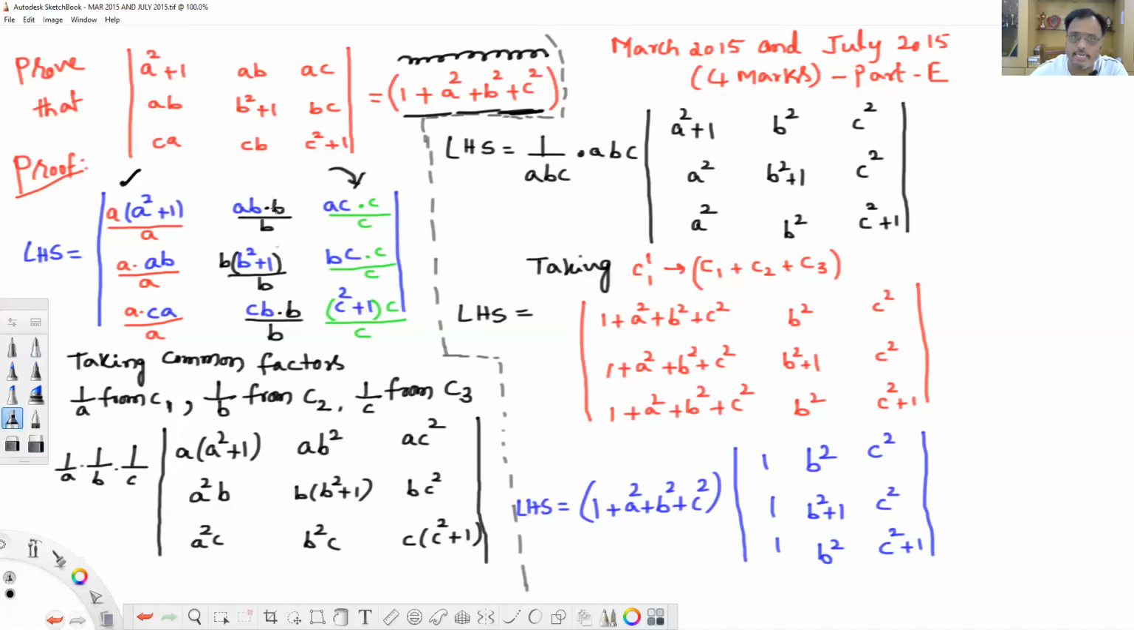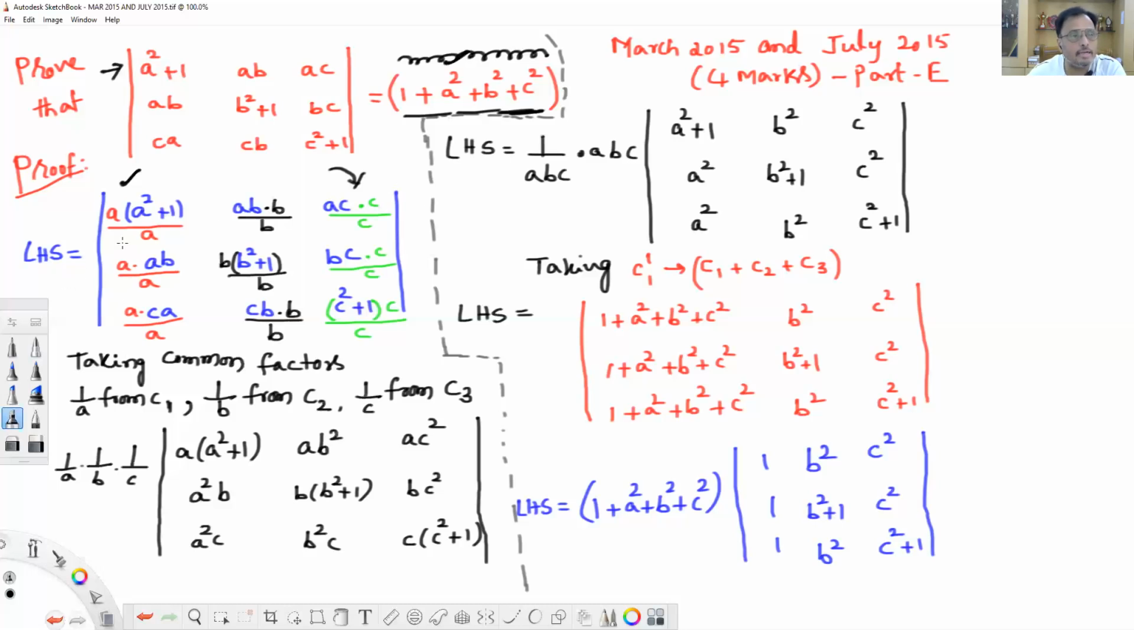Then, what for am I doing this? See here, in the first row, A square is there. That means in the answer, A square is there. But B square is not at all there. That is the reason in the second column, this element I have multiplied by B. That means B into B square, there is a chance. Third column I have multiplied by C because C square. So there is a chance that A square plus B square plus C square may be created in the determinant.